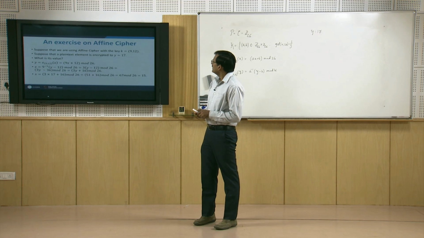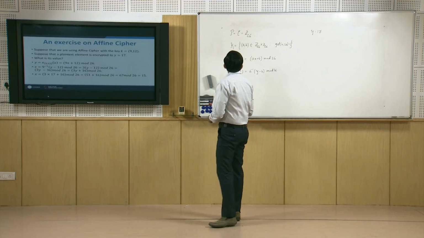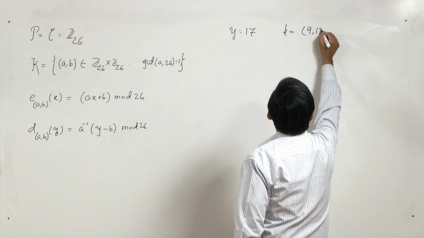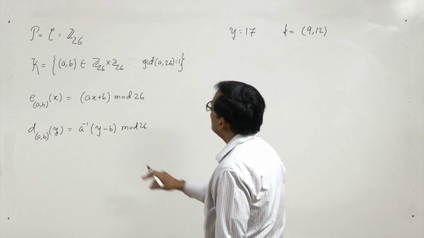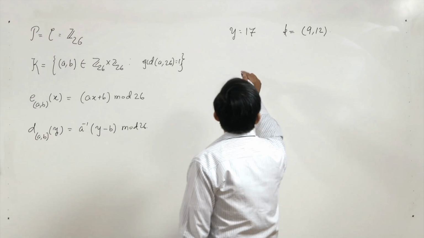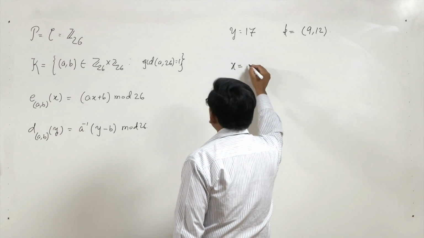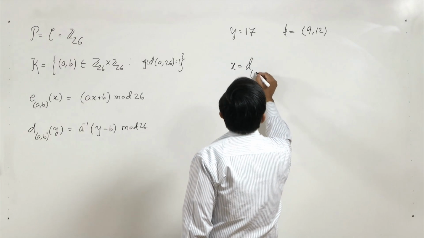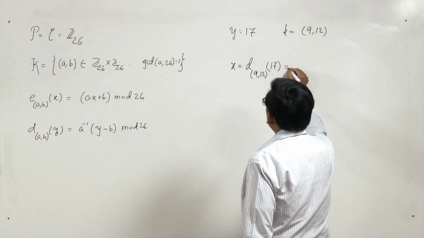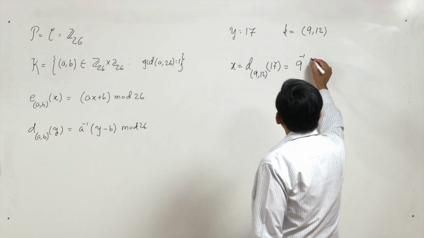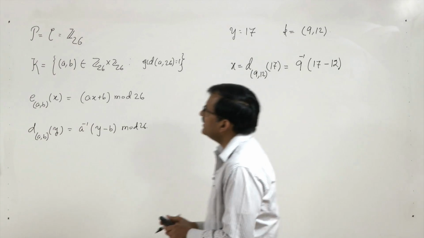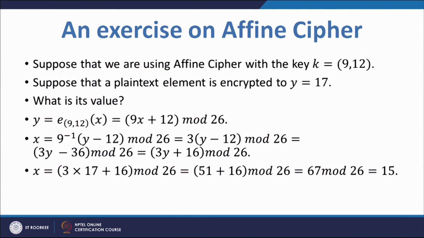Now he has also to give me the key. So suppose the key is K equal to 9, 12. So we know the decryption rule is D sub A B of Y is A inverse times Y minus B. Therefore the decryption of 17 will be x, which is equal to D of 9 comma 12, and here instead of y I will put 17. This is equal to A inverse, that is 9 inverse, and then y, which is equal to 17, and B is 12. So I will get this. This is what I have written over here. Here I have to replace y by 17.